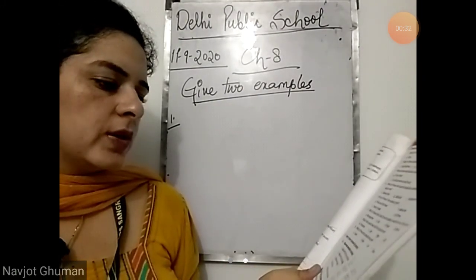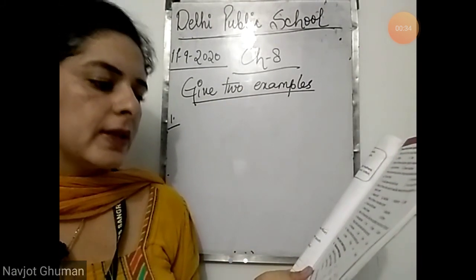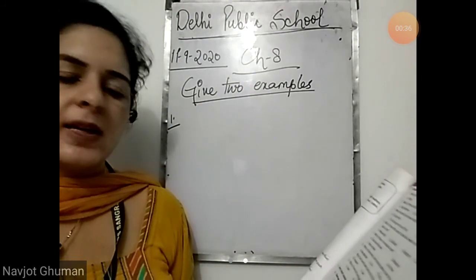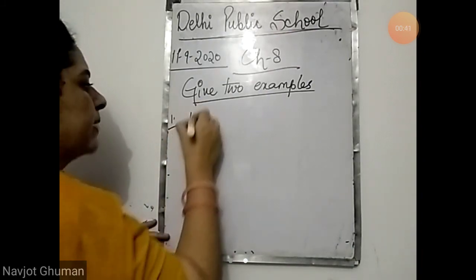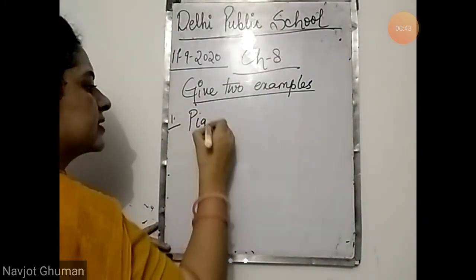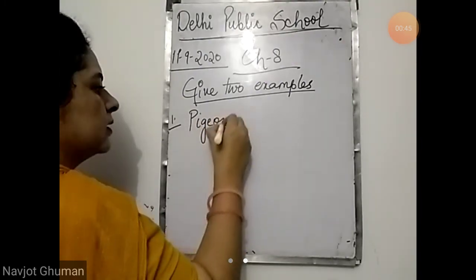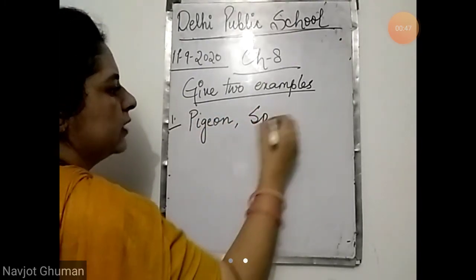Birds with a strong, short and hard beak. Write two birds that have a strong, short and hard beak, that are pigeon and sparrow, because they can break nuts and seeds with these beaks. Pigeon and sparrow. If you know any other, you can write.